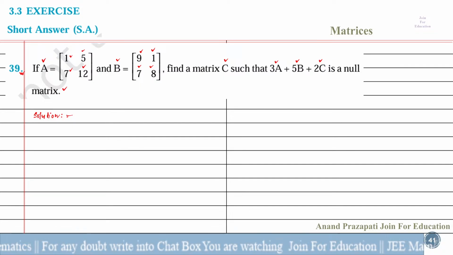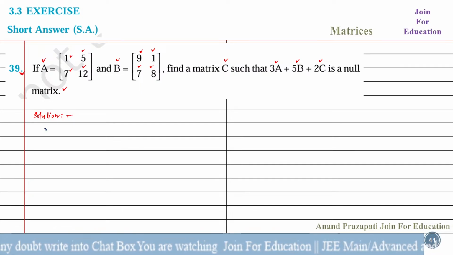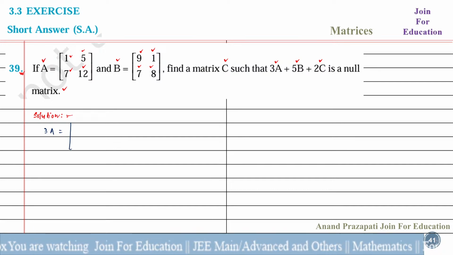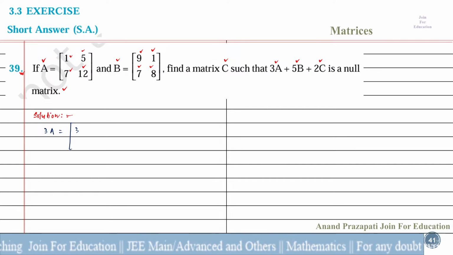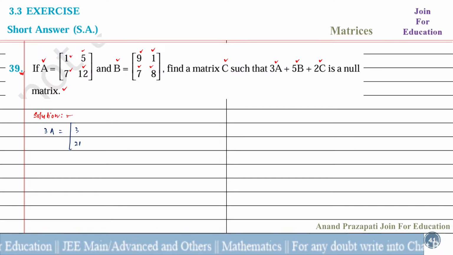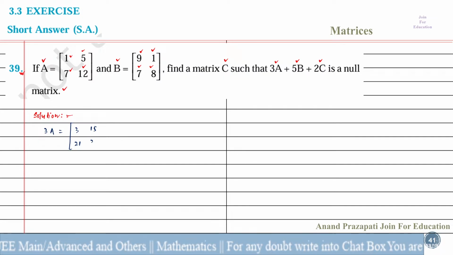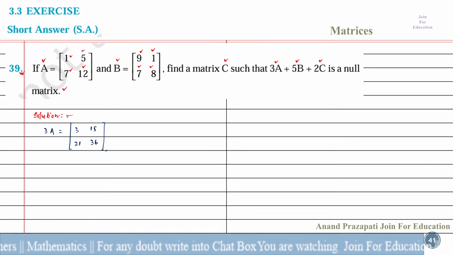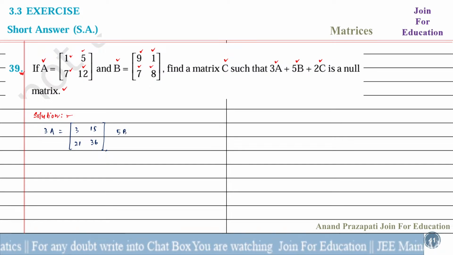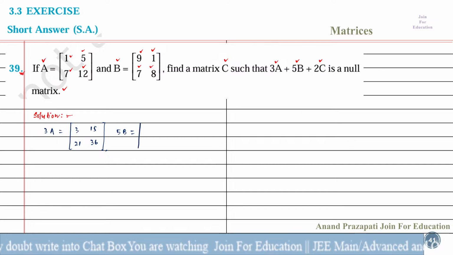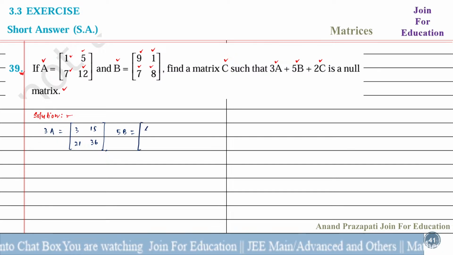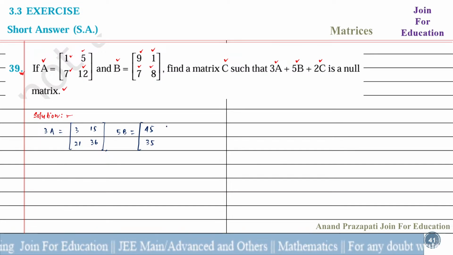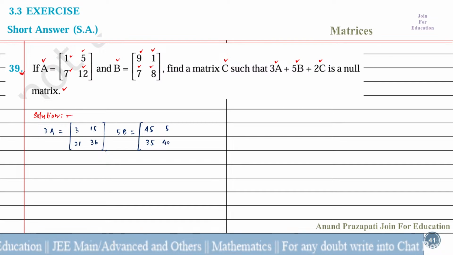So we find out 3A. 3A equal to, we multiply each term by 3, then we get here 3, 21, 15, and 36. And 5B equal to 45, 35, 5, and this is 40.